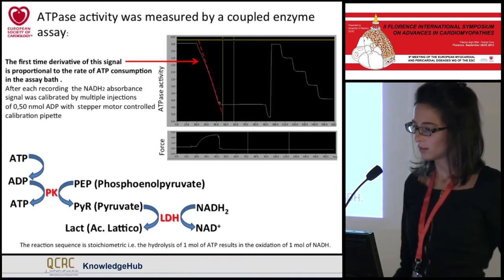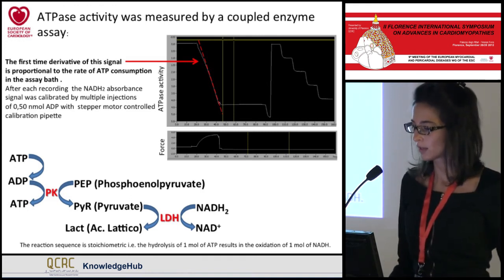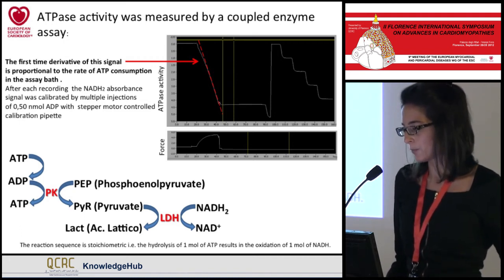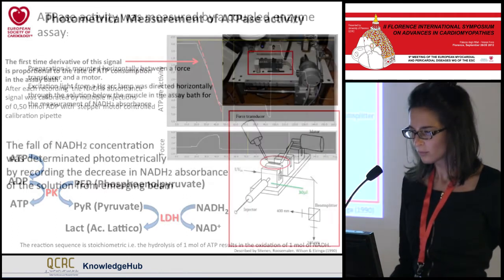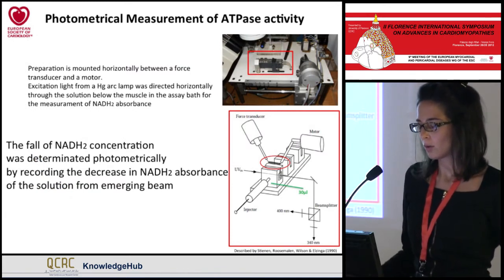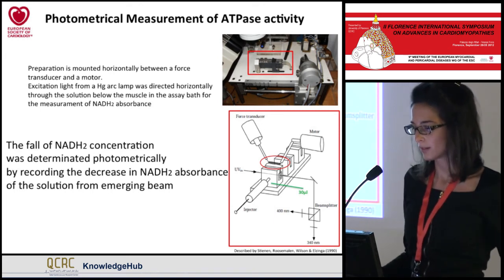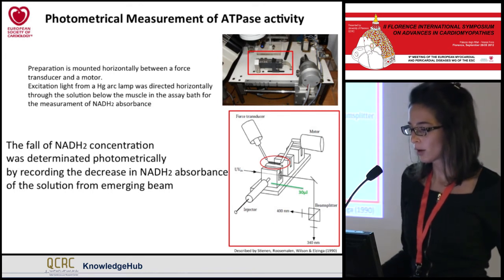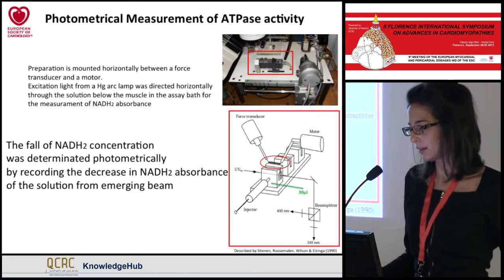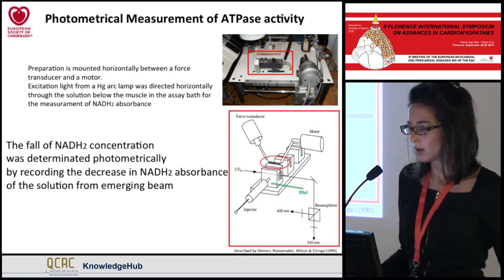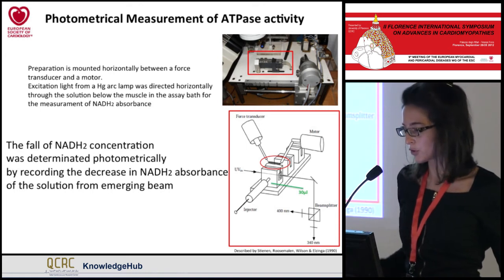That means that what is measured is not directly the ATP consumption, but the coupled enzyme assay of the degradation of the reduced form of NADH. This is a photometric measurement of the ATPase activity. That means that the fall of NADH concentration was determined photometrically, recording the decrease of the reduced form of NADH absorbance of the solution.